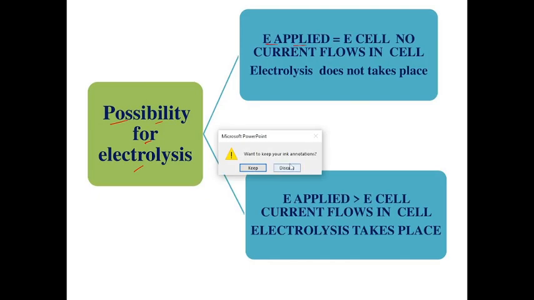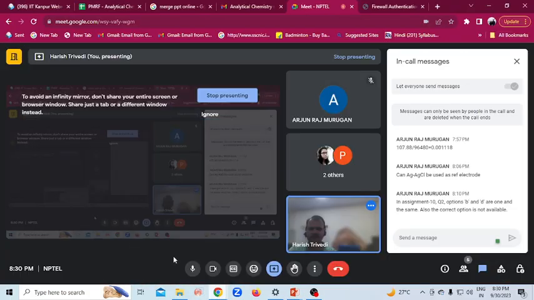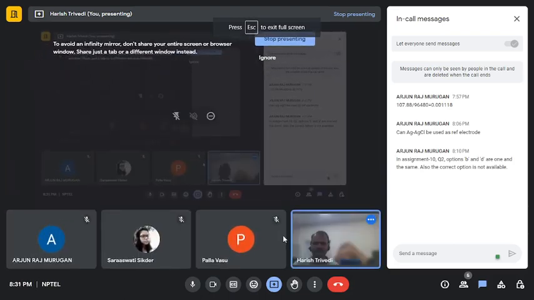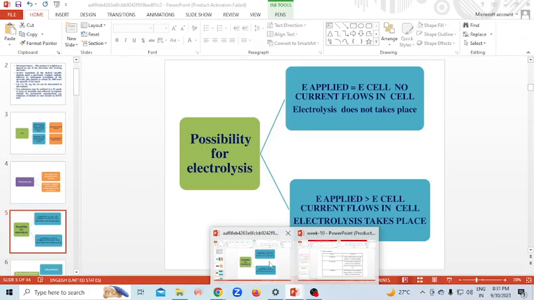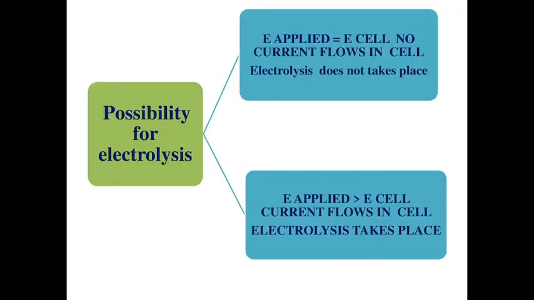Just a minute. Okay, just a minute. Are you able to see my screen? You people are able to see my screen or not?